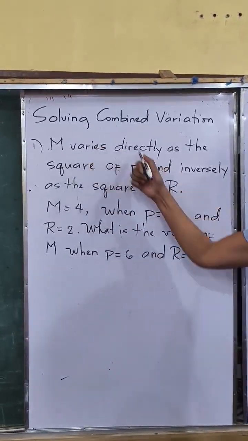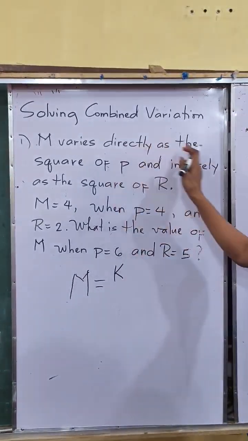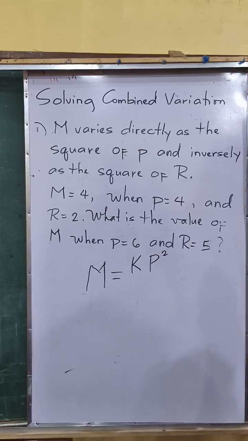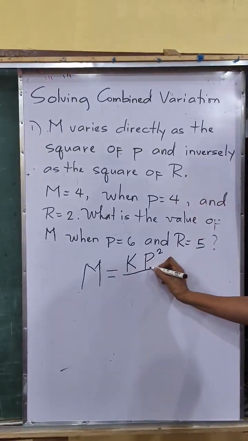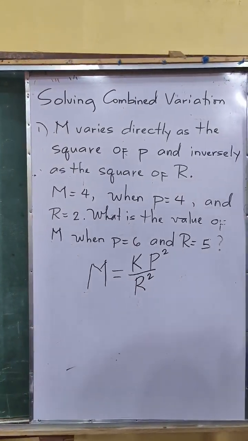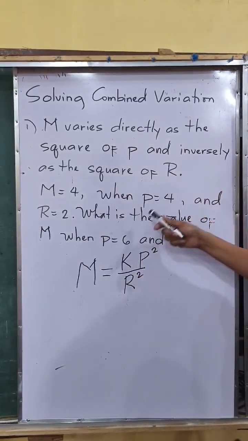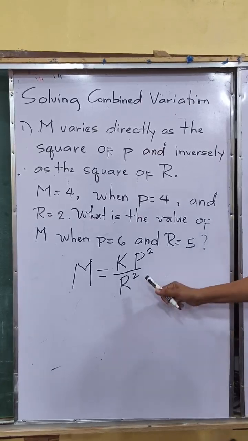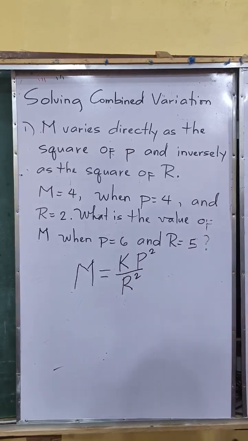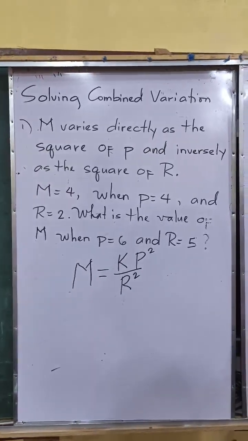That would be M varies directly as the square of P. You just put exponent 2 for the P, and inversely stands for division to the square of R. Again, M varies directly as the square of P and inversely as the square of R. So this would be your equation. But since there are two given in each variable, we have to solve for the constant.